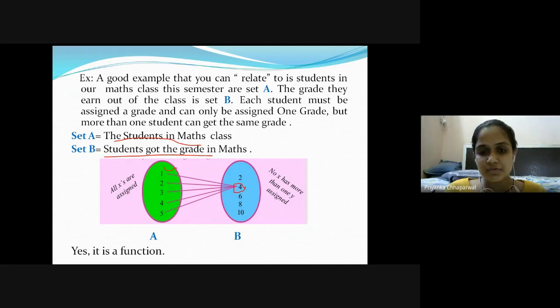The second condition: all the x have a single image in y. No x should have a double image. One has image 4, two has a single image, and it is not necessary that we have used all the y values. So all three conditions are satisfied. So it is a function, meaning no x has more than one y assigned; all the x have a single image in y. Yes students, is this portion clear?